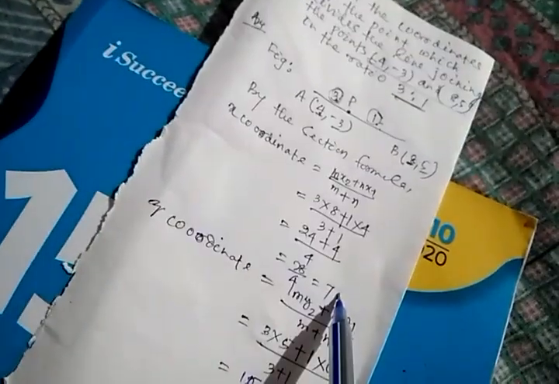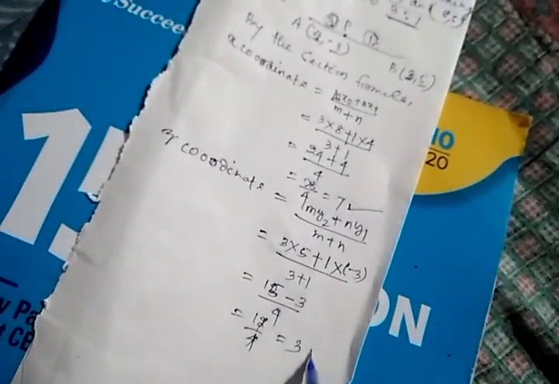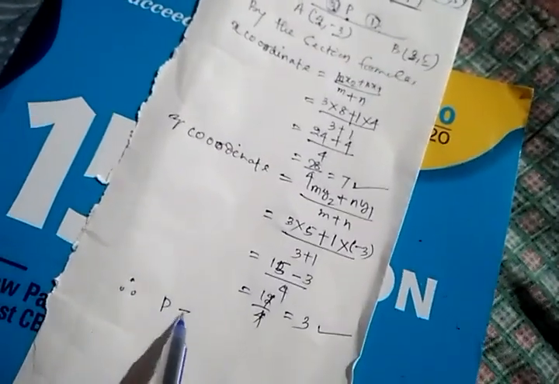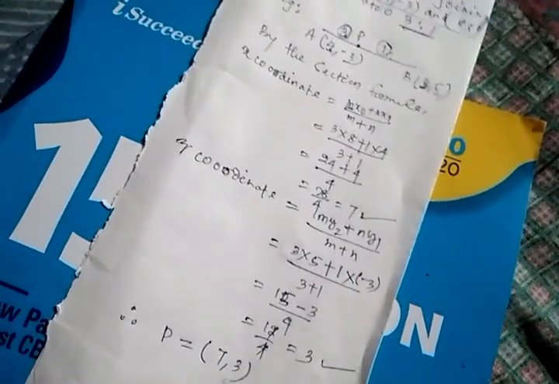5 3 ja 15 -3 by 4. So 12 by 4, that is equal to 3. So you got, what is the x coordinate you got? Now 7. What is the y coordinate? 3. So therefore p is equal to 7, 3. Clear now?